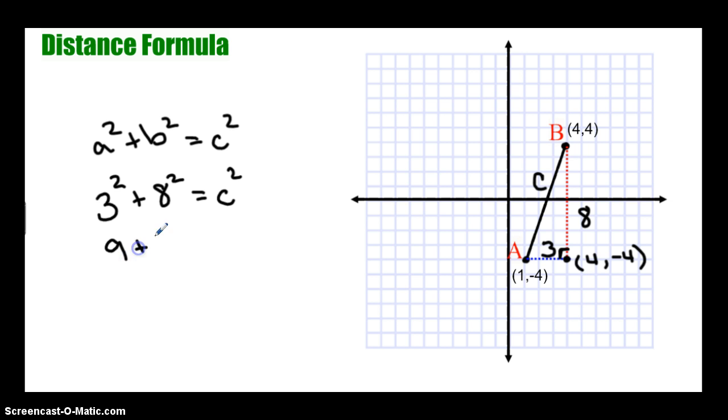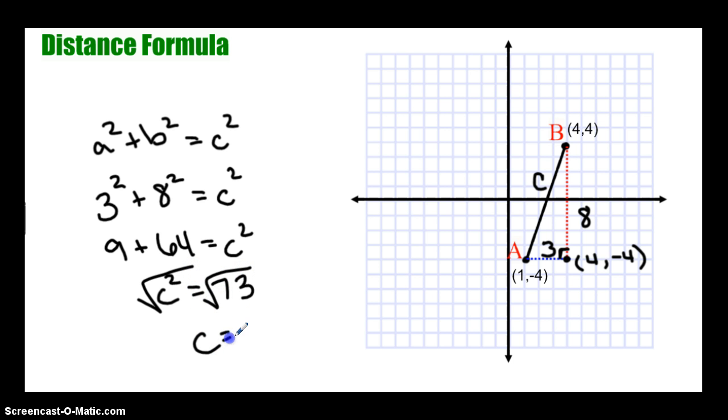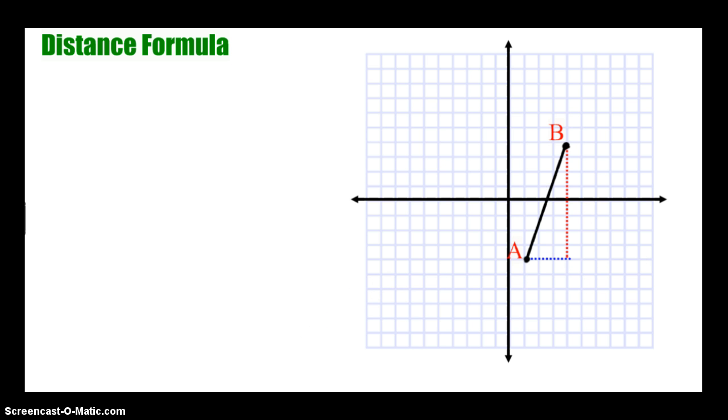So 9 plus 64 equals C squared, which means C squared will equal 73, and then we must take the square root of each side. So C is exactly equal to the square root of 73, which is approximately 8.54 units. Now let's calculate the distance in general terms.